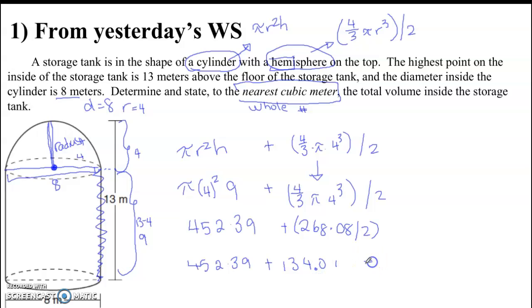Now remember, you're adding this, and what we want to do, we want to round this to the nearest whole number. So round to the nearest cubic meter means round to the nearest whole number. So when I add these two, I get 586.4, which to the nearest whole number is 586 meters cubed. Don't forget your units. There we go, that's it.